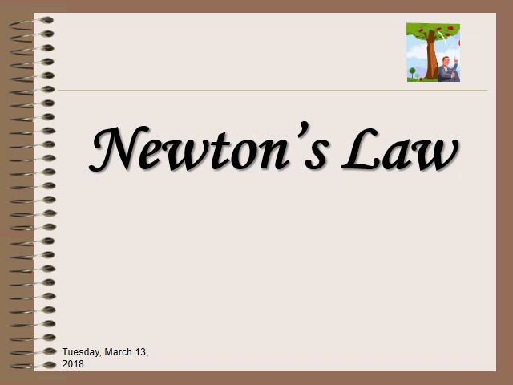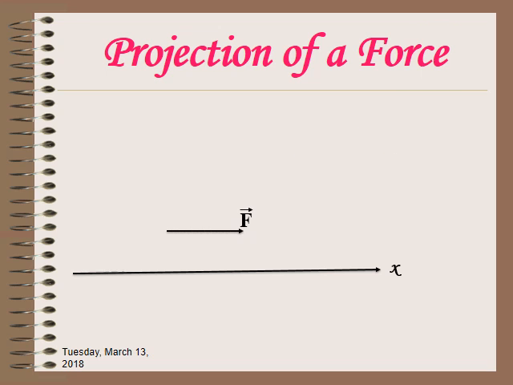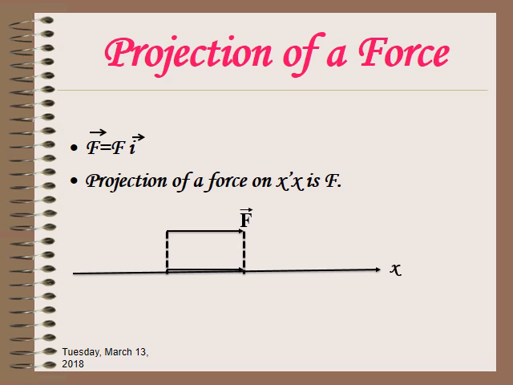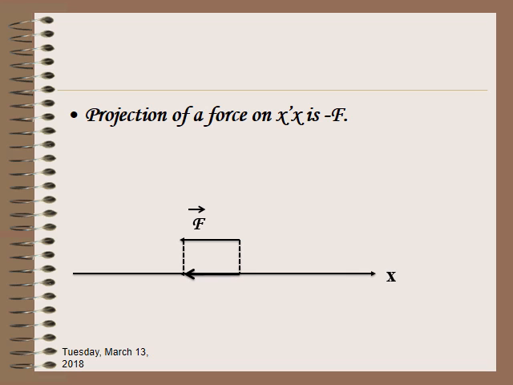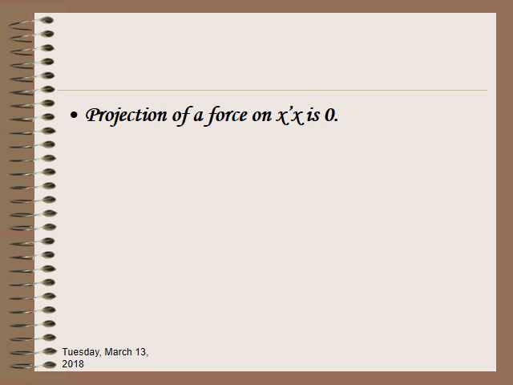Now Newton's law. Projection of a force. If F is along the x-axis, then the projection of F is F. If F is in the opposite direction, then its projection is minus F. If F is orthogonal to the direction, then its projection is 0.